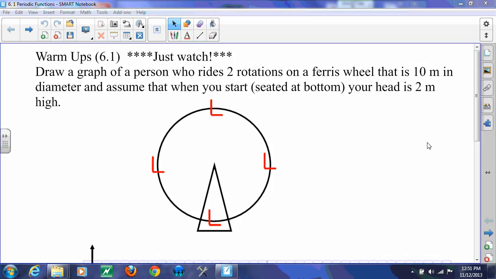And welcome to lesson 6.1, periodic functions. So this is the introduction to our second last unit, which is called sinusoidal functions.